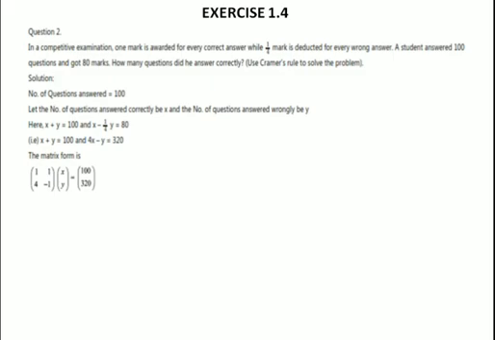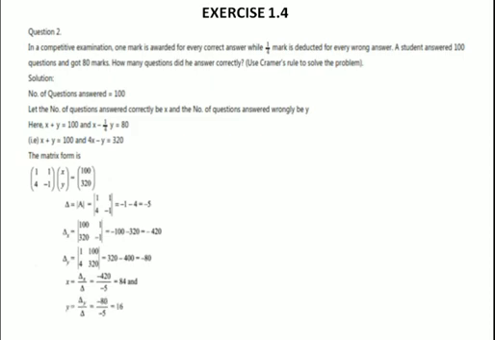Then write it in matrix form. After that, find out the delta value: minus 5, delta x value: minus 420, delta y value: minus 80. x equals delta x by delta, which is 84, and y equals delta y by delta, which is 16. Number of question answered correctly, x equals 84.